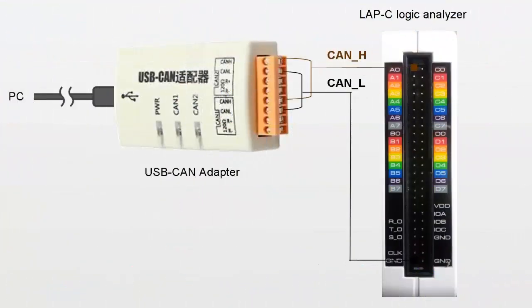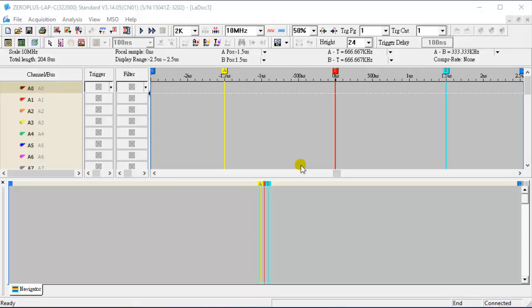We use a USB CAN adapter to generate CAN bus signals. Connect CAN high and CAN low together of the USB CAN adapter. Then connect CAN high and CAN low to the A0 channel and GND of the logic analyzer respectively. Regarding how to measure CAN bus, users can refer to another video.